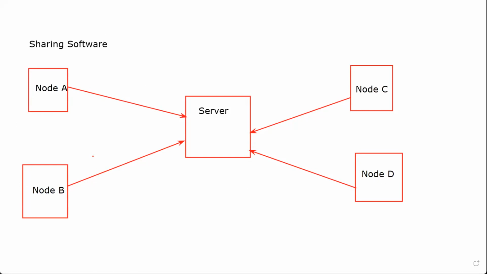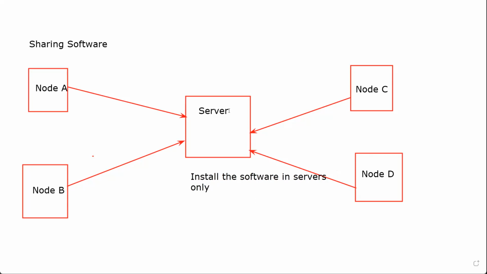So suppose you want to share software, an operating system called Windows, or you can say one software is installed in the server. We need to install the software in the server only. We don't need to install software in every computer. We have to install the software in a server only, and all the nodes like node A, node B, node C, node D can easily access this software.